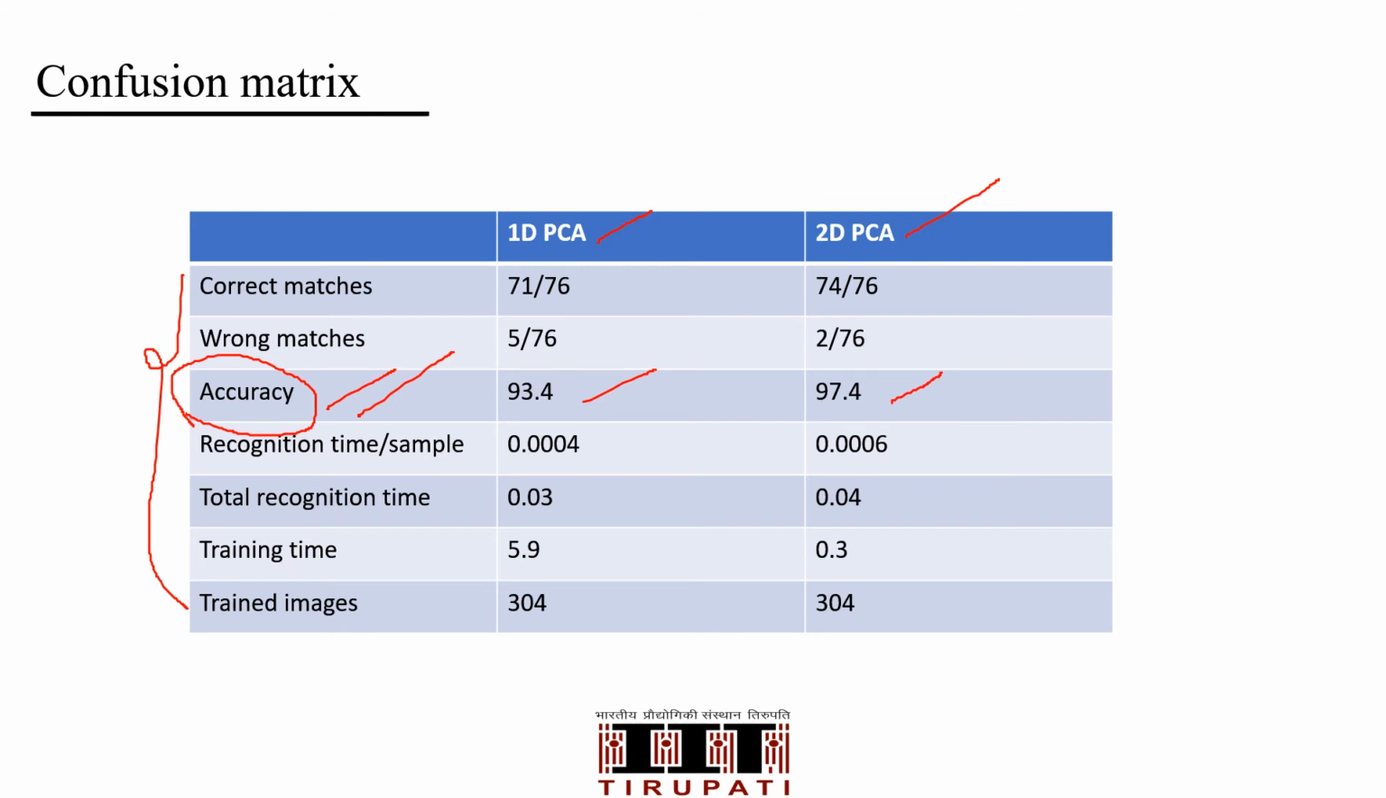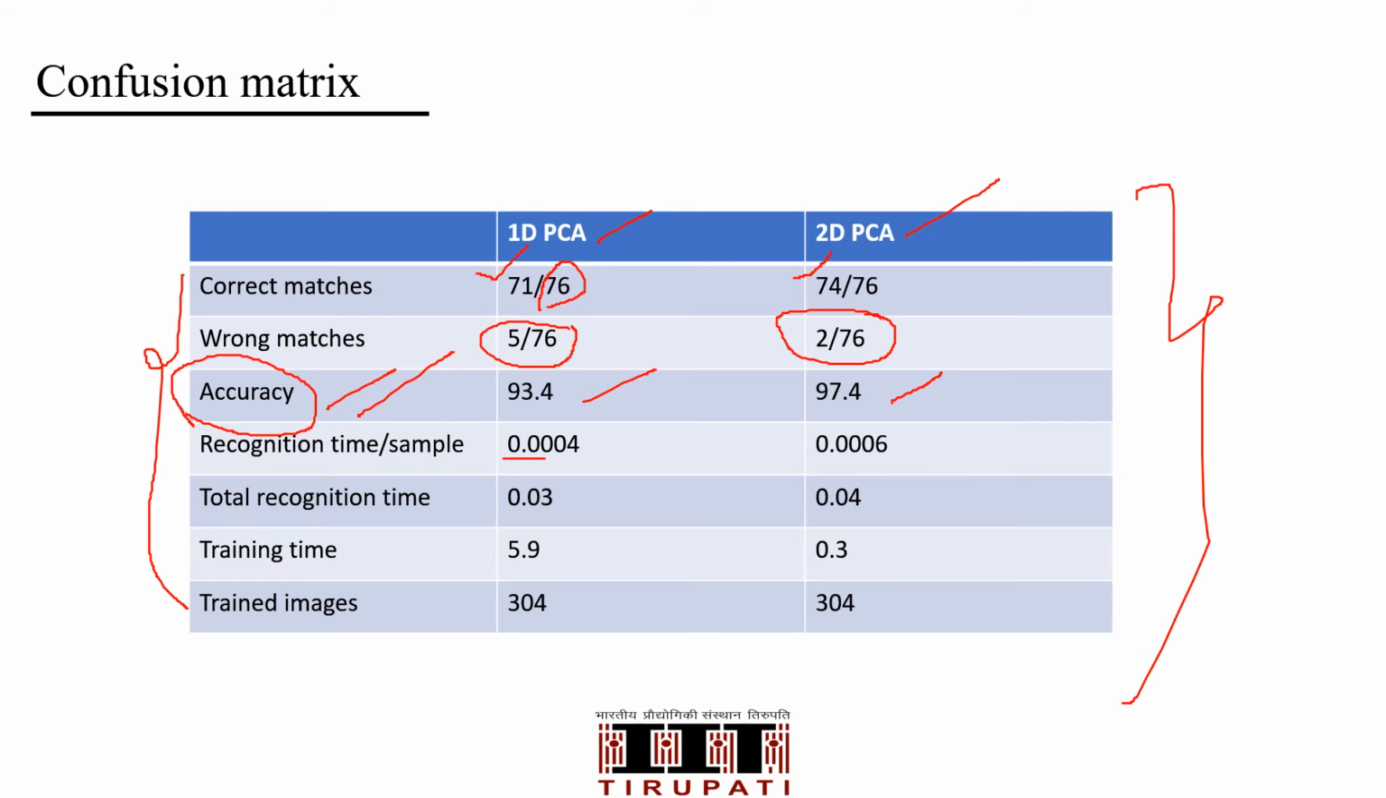These results are taken by considering the first 8 images of a class as training images and the rest 2 as testing images, which means we have tested 76 images, out of which 1D PCA has recognized 71 as correct images and 2D PCA has recognized 74 images as correct images, and wrong matches are 5 in case of 1D PCA and 2 in case of 2D PCA.